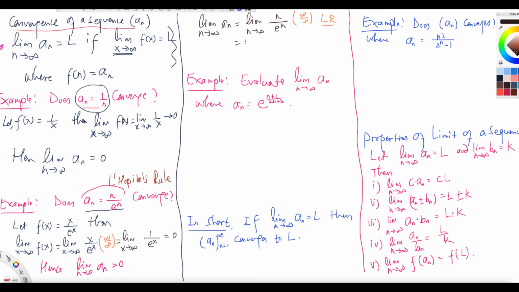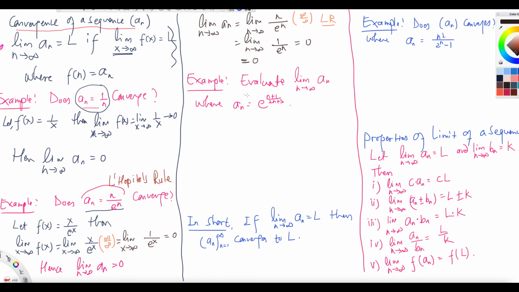You get limit as n tends to infinity. The derivative of n is 1. We are finding it with respect to n. You can think that way, okay? Over the derivative of e to the n, which is e to the n itself, because we are finding it with respect to n. Okay, you can think that way. Now this is 0, hence the limit is 0. You can do it like that.